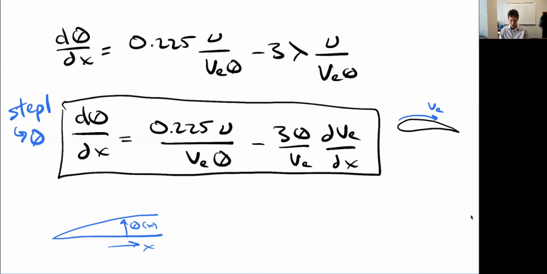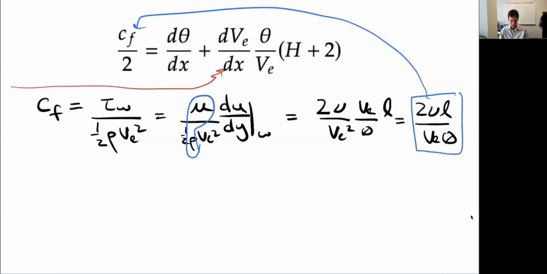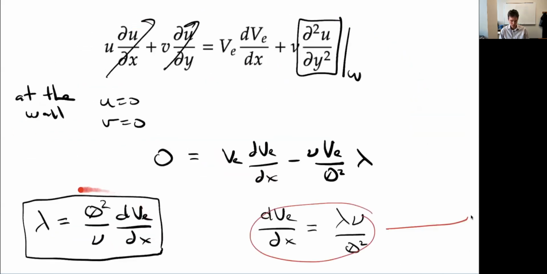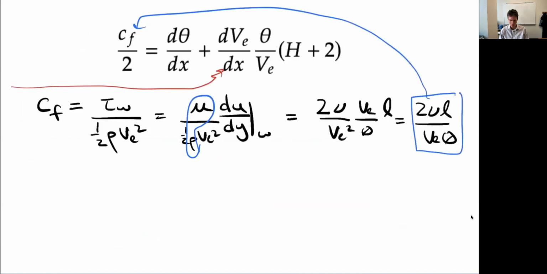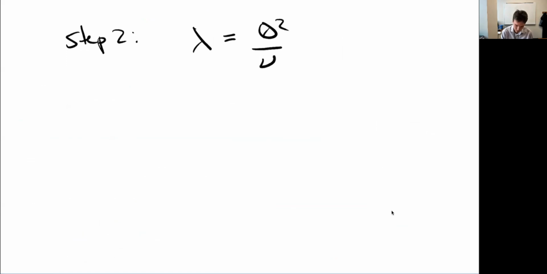So step 2 is, now that we have theta, if we go back, we can see that we can easily get lambda. So I'm just going to write that again. Step 2 here is simply compute lambda now that we've got theta. And so lambda is going to be varying along our boundary layer.